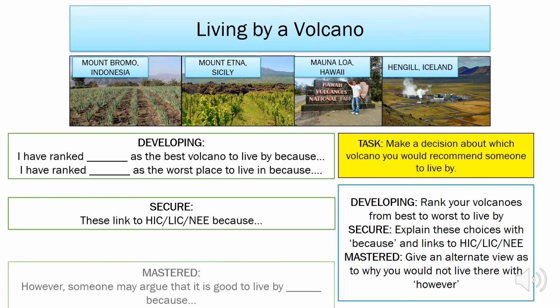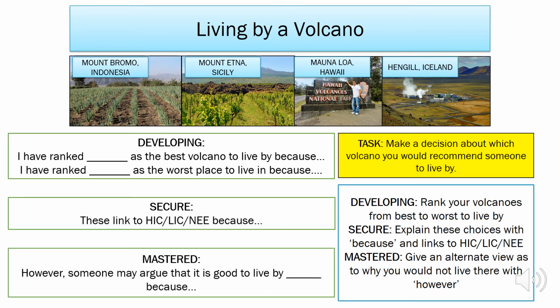And then finally, for the master task, you will give an alternate view as to why you would or would not live by either of your choices. So if you pick the best place to live in, you will tell me why you wouldn't live there. If you pick the worst place to live in, you will pick a positive as to why you would live there.